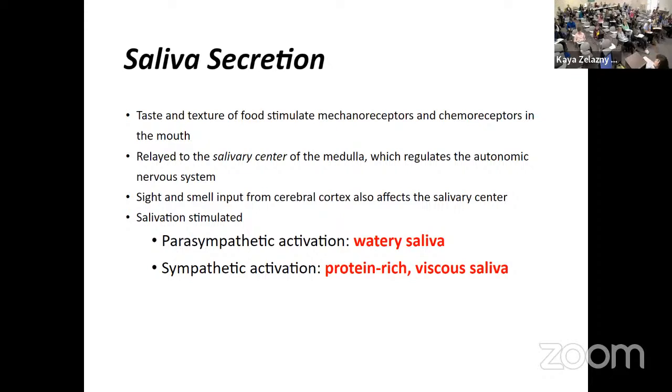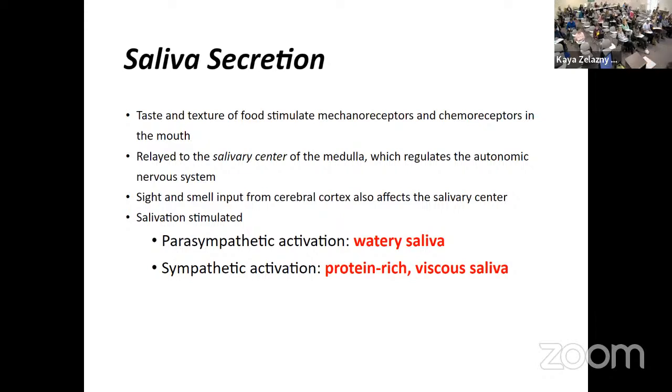When we're thinking about saliva secretion, the sorts of stimuli that we're going to think about are things like the taste of food and the texture of food. We're going to touch receptors in the mouth. So mechanoreceptors, think mechanical, that's physical touch, and chemoreceptors, which respond to chemicals. Both of those are going to be able to sense that you are physically chewing food, essentially, that there's food present in your mouth.